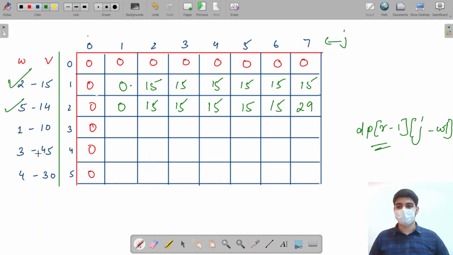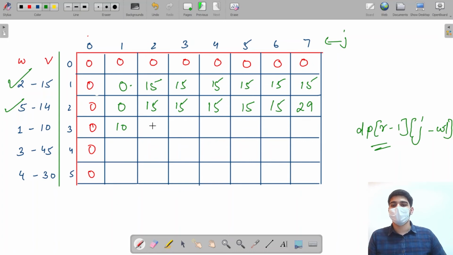This is also processed. Now, 1 for 10, right? 0 won't do anything. For 1 for 10, can I fill when capacity is 1? Of course, I can, because the weight is equivalent to the capacity. That means I can include myself. If I include myself, 10 plus 0, which is 10, right? Exclusion would have given me 0. Inclusion gives me 10. Of course, 10 wins.